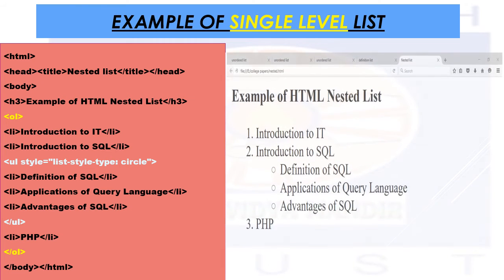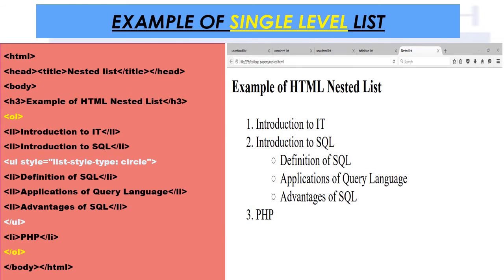Here comes the output also, example of HTML nested list. This is the main heading. In that I am giving two topics, introduction to IT and introduction to SQL. In SQL you are giving the subheadings: definition of SQL, applications of query language, advantages of SQL, and then lastly comes the next topic, that is PHP. Did you understand, student? This is called a single level nested list.